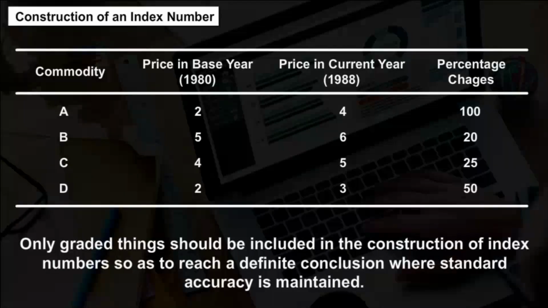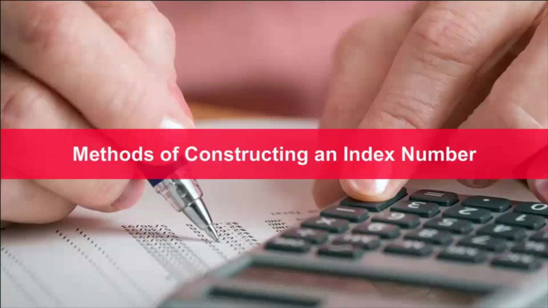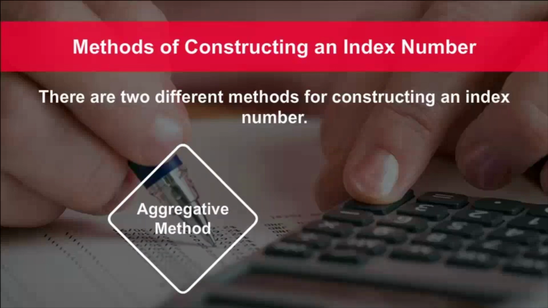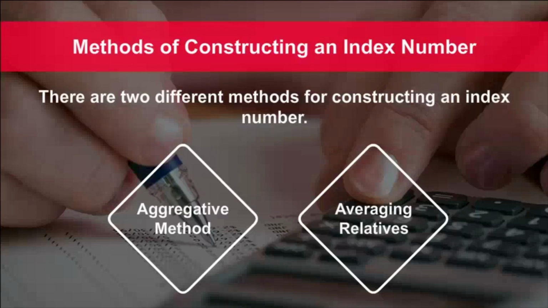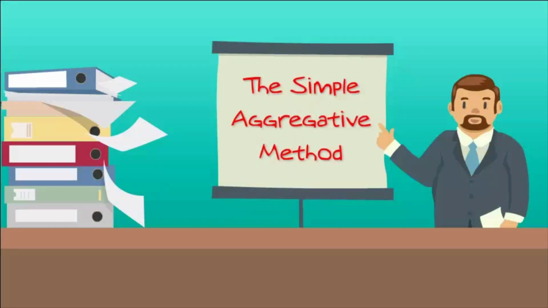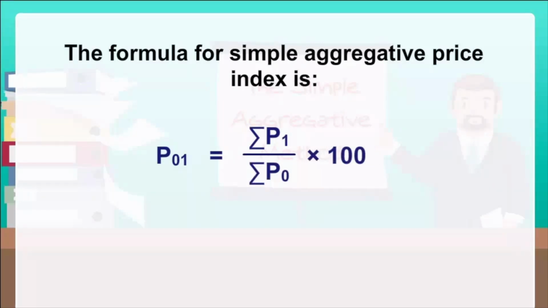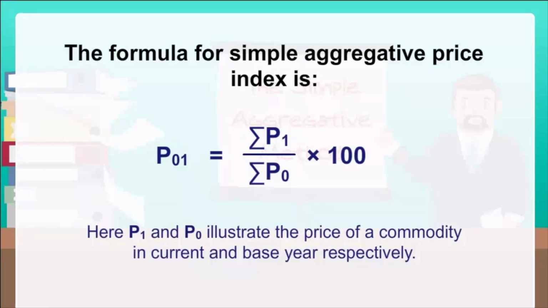Methods of constructing an index number. There are two different methods for constructing an index number. It can be calculated by using the aggregative method and by the method of averaging relatives. The simple aggregative method. The formula for simple aggregative price index is P01 equals the sum of P1 divided by the sum of P0, multiplied by 100. Here, P1 and P0 illustrate the price of a commodity in current and base year respectively.